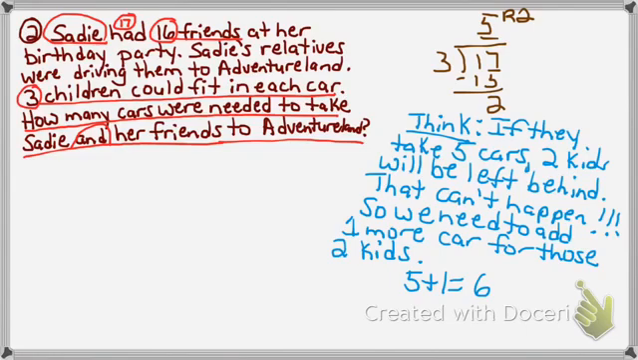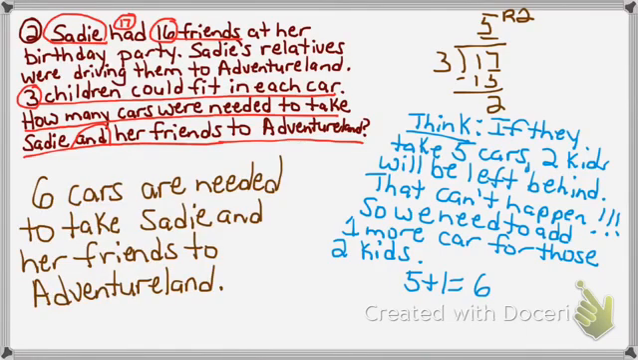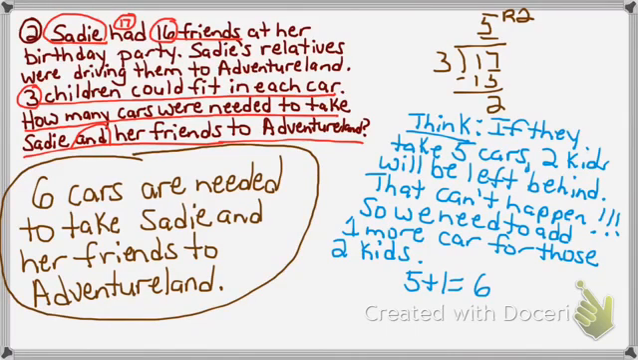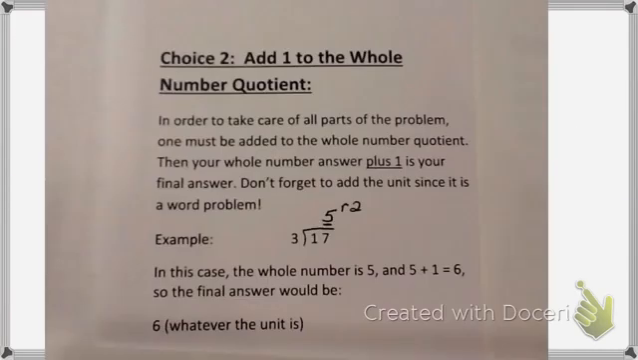So the question says, how many cars were needed to take Sadie and her friends to Adventureland? And the answer is 6 cars are needed to take Sadie and her friends to Adventureland. Because of course we're not going to turn around and say, too bad, can't fit you in the car, you can't come. Obviously that's not going to happen, so we had to add 1. So in this case we used choice 2, add 1 to the whole number quotient. In order to take care of all parts of the problem, 1 must be added to the whole number. Then the whole number answer plus 1 is your final answer.